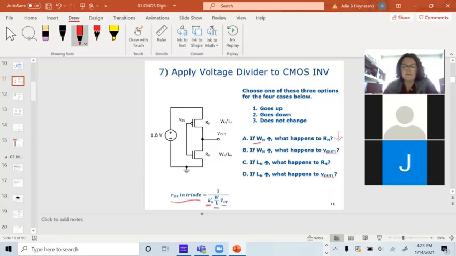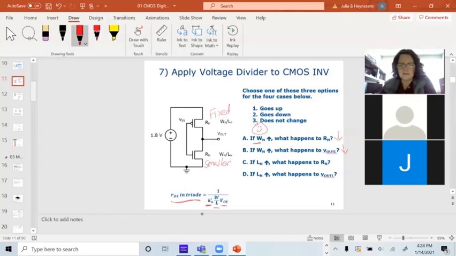If RDS goes down, I make this on channel resistance even smaller, and my voltage divider, with this one fixed, is going to get closer to ground just by the voltage divider rule. V out low is going to go down, which is what we want for our noise margins. So WN going up is a really good thing to happen if we want to get better performance out of this device.